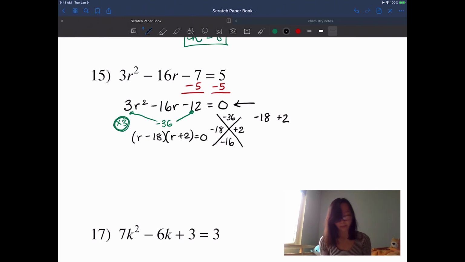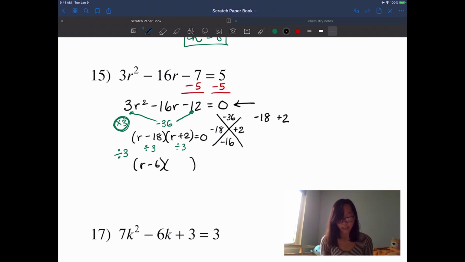So your new factors are r minus 18 and r plus 2. Those are both equal to 0. Before you start solving, notice you multiplied by 3 before. So you have to reverse it by dividing by 3. And if you notice, one of these works out nicely, the negative 18 over 3, because this becomes r minus 6.